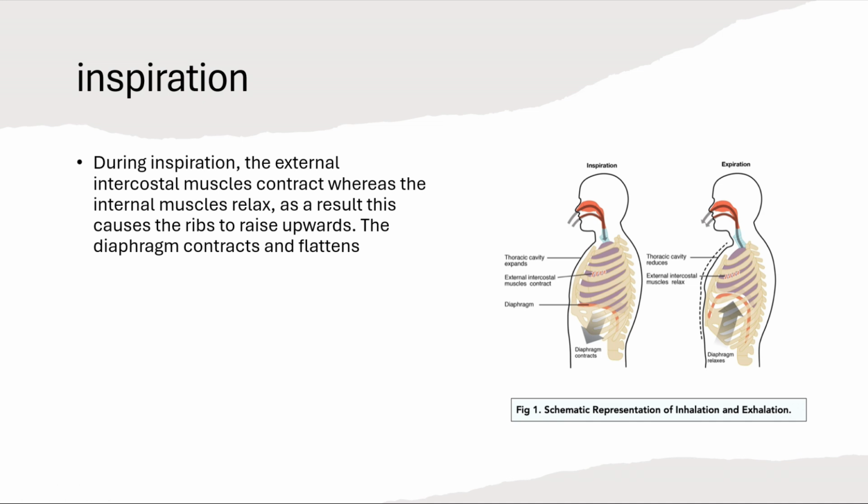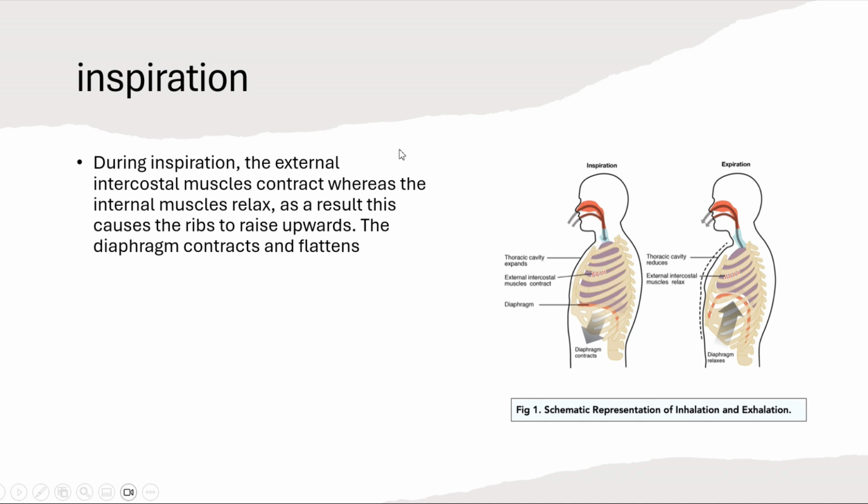Inspiration. During inspiration, the external intercostal muscles contract. For inspiration and expiration, you need to know which muscles do what. So inspiration: external contract, internal relax, diaphragm contracts. The external and the diaphragm always do the same thing, so if the external is contracting, then the diaphragm is contracting as well. Remember, the diaphragm's main state is when it's up, so contracting means it moves down.